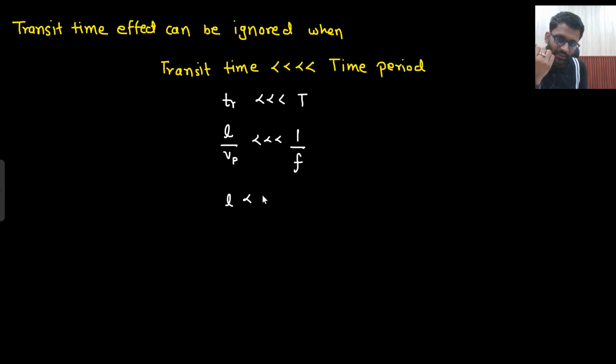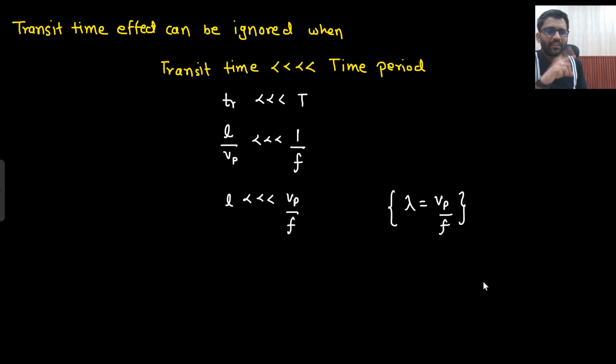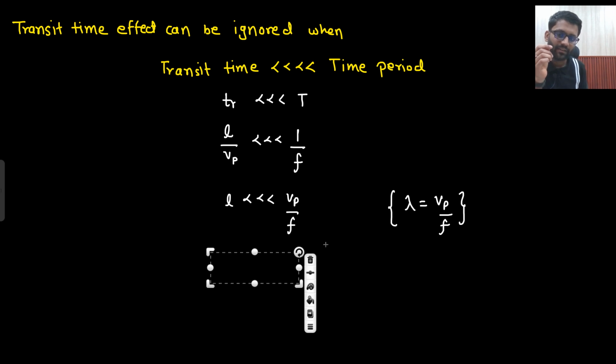So what will be your length? Vp by F. And what is Vp by F? Lambda. If you have studied this equation in your 11th, 12th class, good, but even if you haven't, you need to remember it from now. Lambda is equal to Vp by F, and we used it in EM wave problems as well, as far as I remember. Here F is the frequency and Vp is the speed. From now onwards you will be remembering it. So your length should be very, very less than the wavelength of the applied signal.